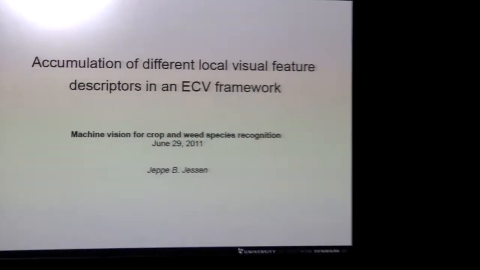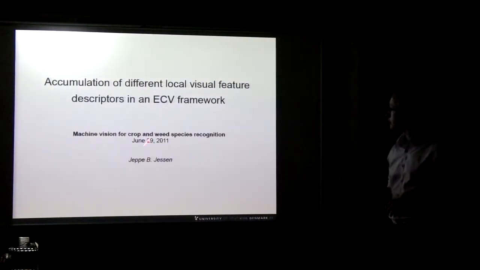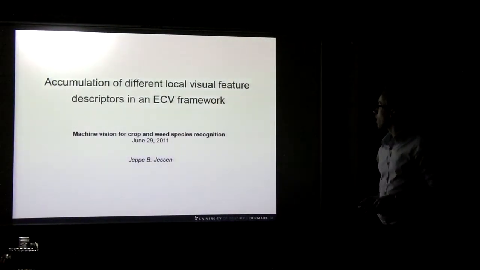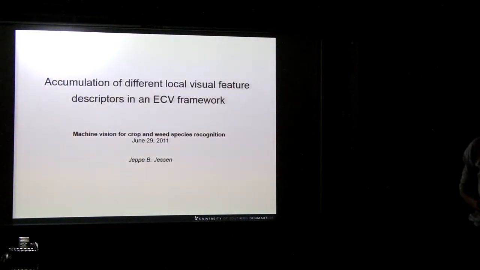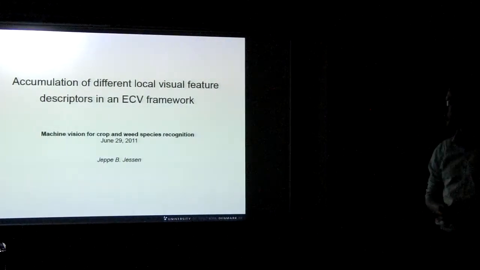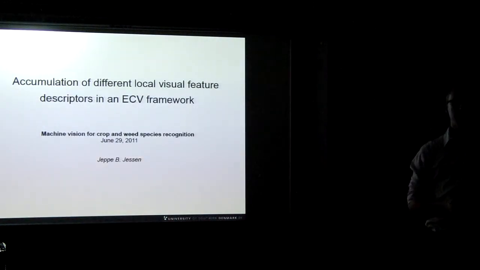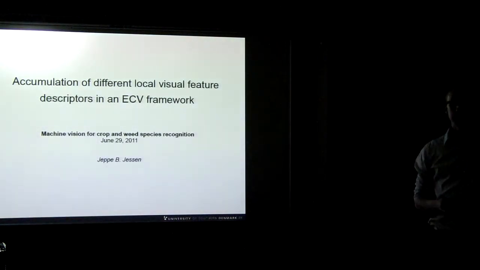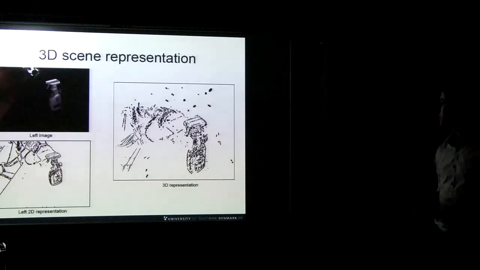I would like to dig a little more into what we call our accumulation framework, where we accumulate these different local visual feature descriptors. So we've not done any global linking of features yet. It's purely on a local basis, and we do everything here in 3D. The idea is to get rid of outliers.